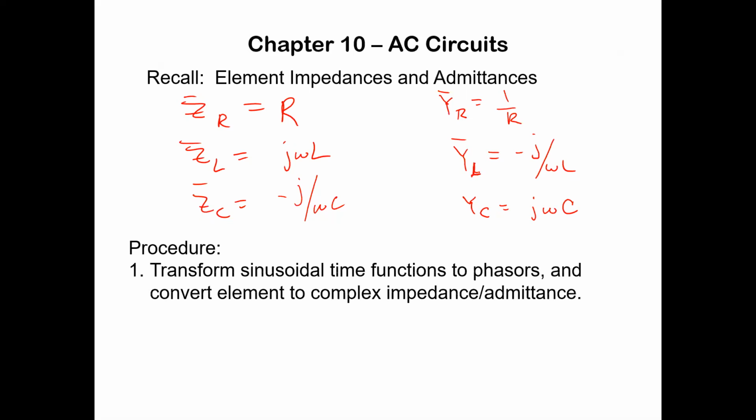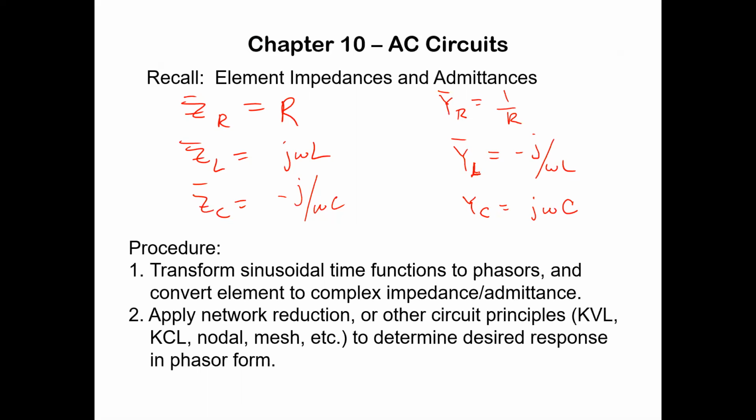And so the procedure that we follow in solving sinusoidal circuits in the steady state, meaning after any transient has died down and you just have the sinusoidal oscillation, is we transform the sinusoidal time functions to phasors. We convert every element in the circuit to a complex impedance and admittance. We apply all the network reduction that we learned from DC circuits using these complex phasors to determine the desired response in phasor form, and then, if you need the time function, convert back into the time domain with an inverse phasor transform. So it's really just DC circuits all over again with a little bit of a twist with complex numbers.